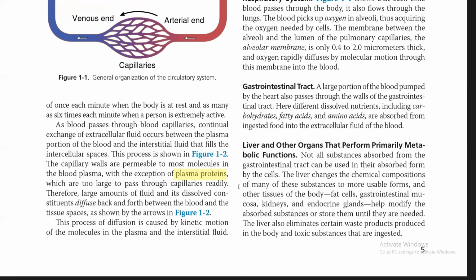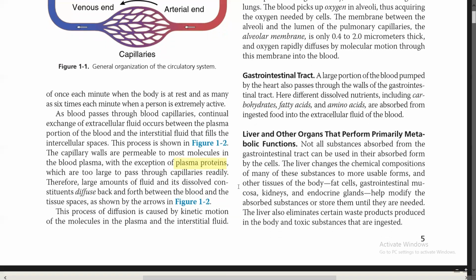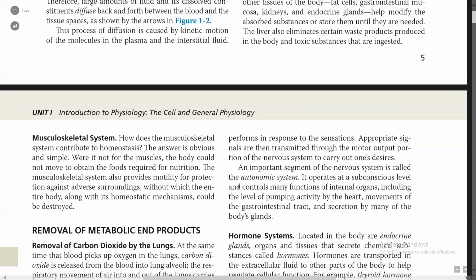So the liver changes the chemical composition of many of these substances to a more usable form, and other tissues of the body, fat cells, gastrointestinal mucosa, kidney, and endocrine glands help modify the absorbed substances or store them until they are needed. So when they will be needed, they will be acquired from those organs or body parts. The liver also eliminates certain waste products in the body and toxic substances that are ingested.